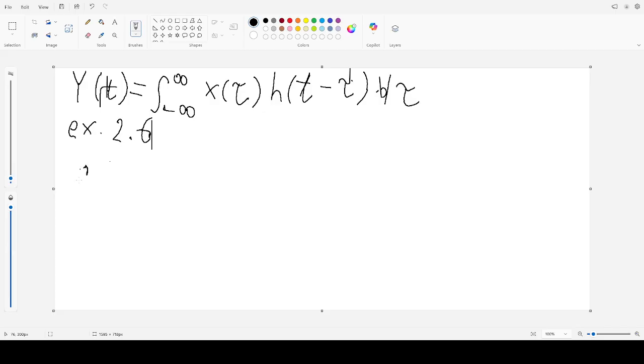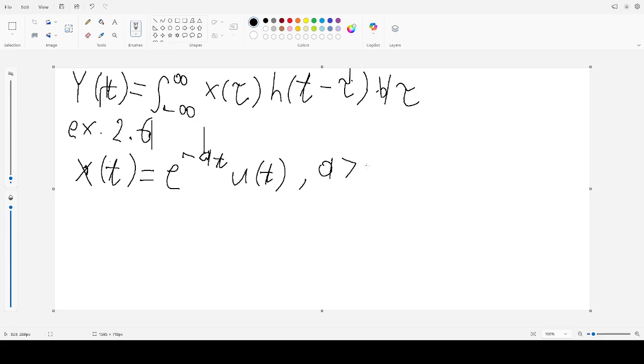So it gives me the following signal. x of t equals e to the negative a t u of t, where a is positive. And the impulse response, h of t, we're given is just u of t.